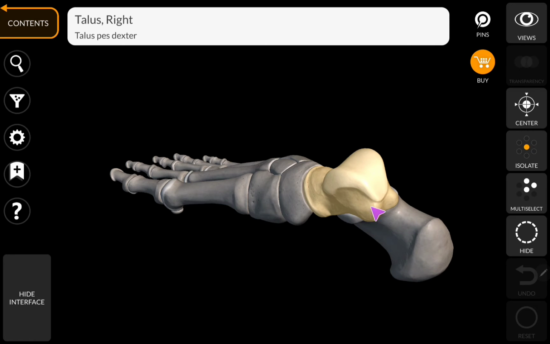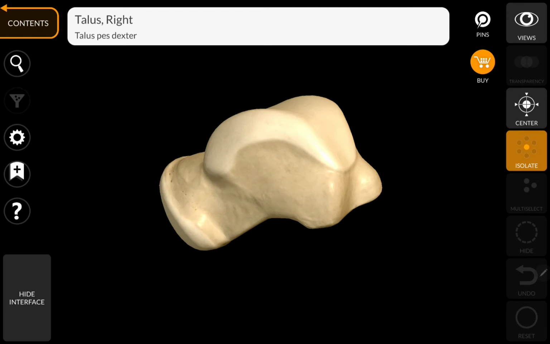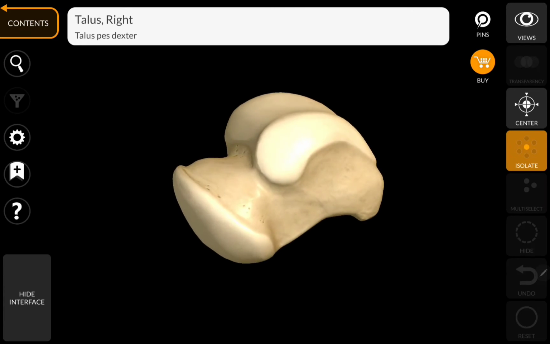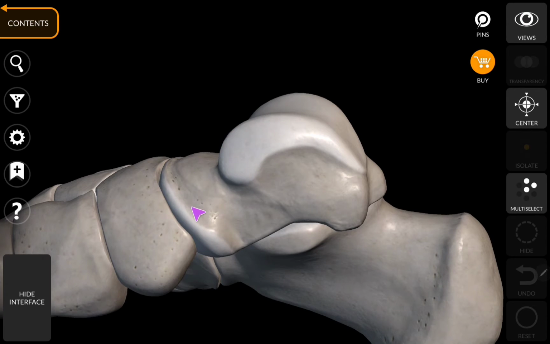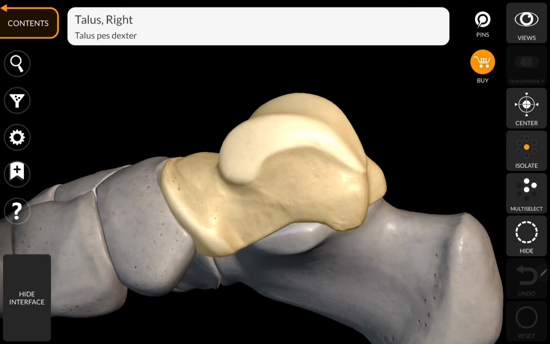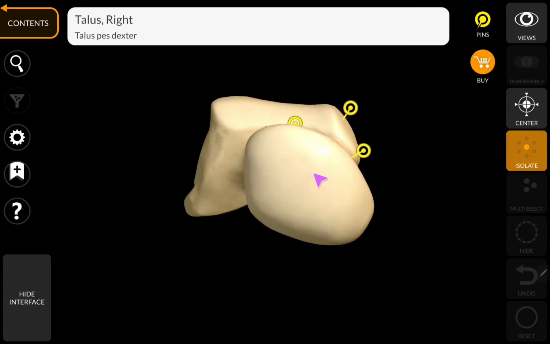One peculiarity of this talus bone is that it is devoid of muscular attachment. Now coming to the side determination of this talus bone. So this is the head of the talus bone. It is globular in shape. Let me isolate it. So see, this is the head of the talus. It is globular in shape, facing anteriorly.